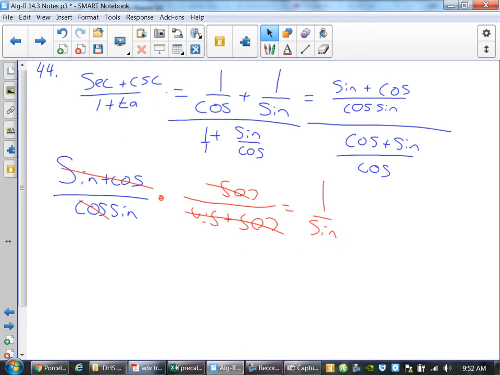And what's 1 over sine? Cosecant. I would have left 1 over sine. I would have gotten points off. I was actually close. You had a cosecant in it, so yes, I was pretty close.